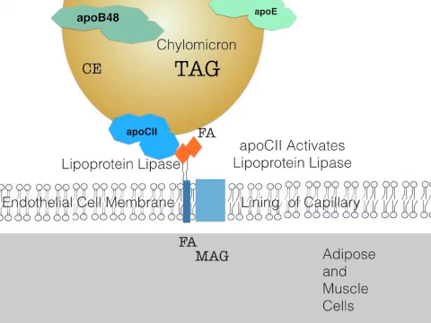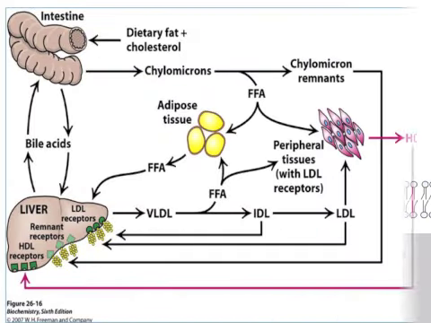And these are transported first into the endothelial cells of the capillaries, and then they're transported to the adipose tissue and the muscle cells, and other peripheral tissues as well, but primarily adipose and muscle tissues. We've just gone through the action of chylomicrons to release free fatty acids and monoacylglycerols to the adipose tissue and the muscle tissue to form chylomicron remnants that are then bound to remnant receptors and endocytosed into the liver, and the lipids and the proteins are recycled.